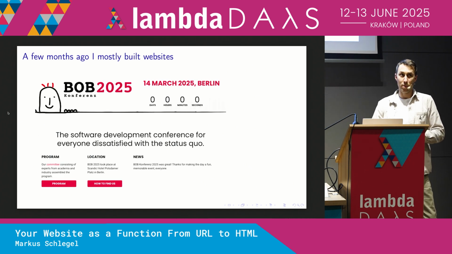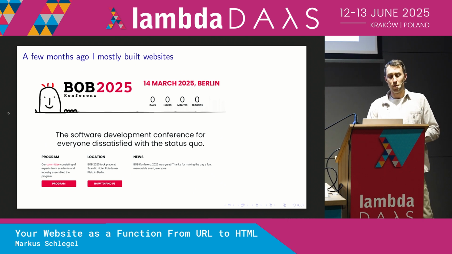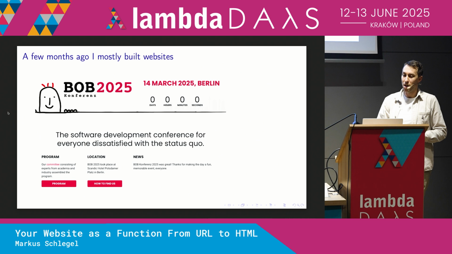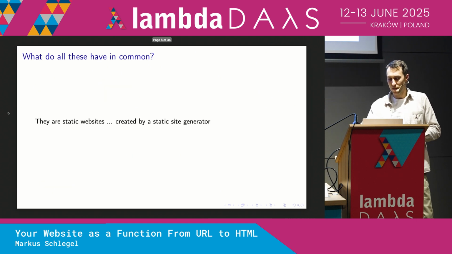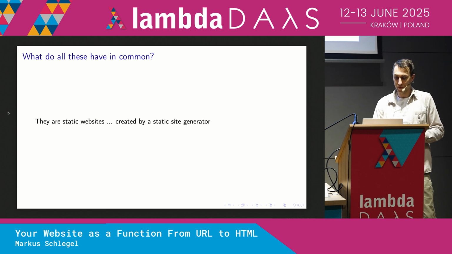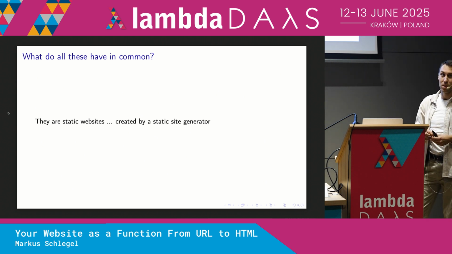Or we have a conference website, so we do a little functional programming conference, usually during February and March in Berlin every year, called BobConf, and this is the website, so it has to talk about speakers and talks and schedules and so on. So quite different websites, but they all have one thing in common, in that they're all static websites. And you can tell that they're static websites because they're created by a static site generator.